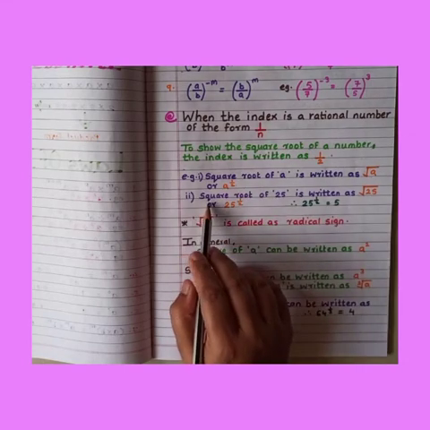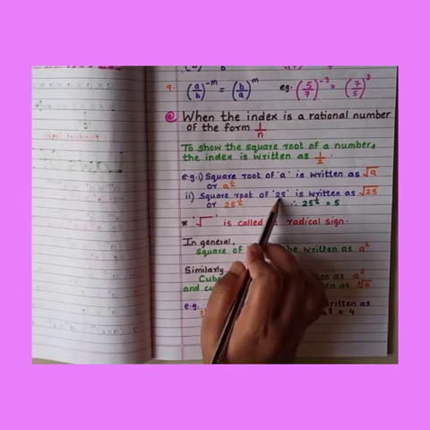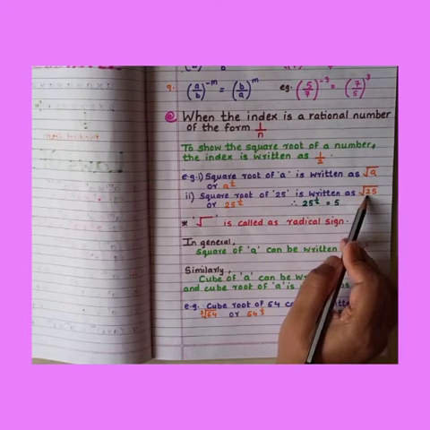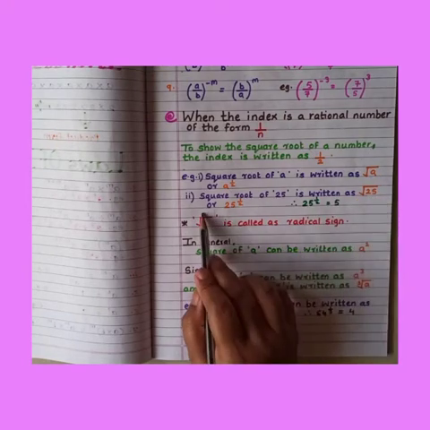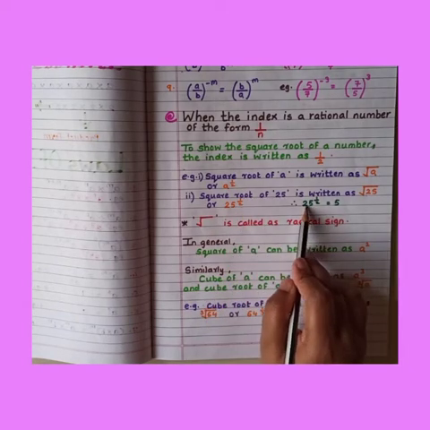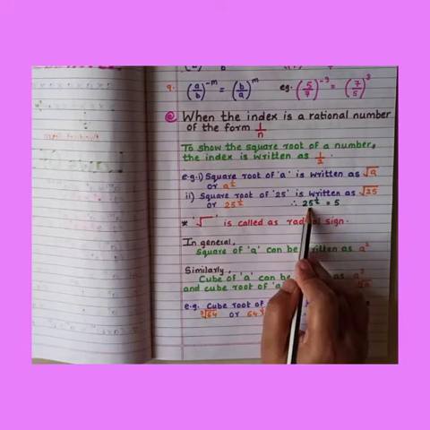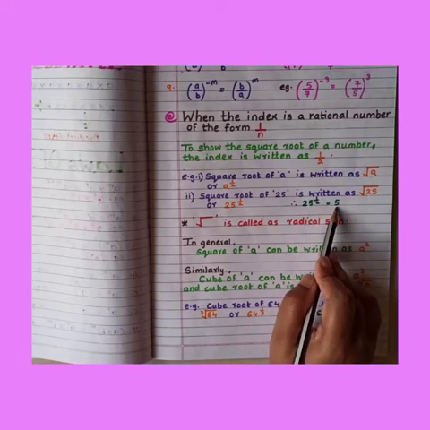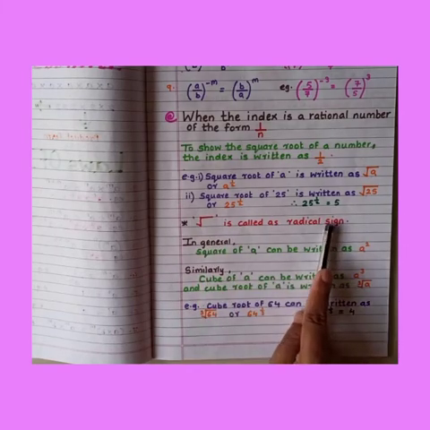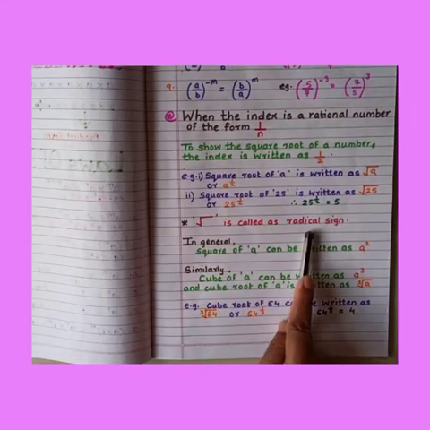Now we will see with the help of an example. Square root of 25 is written in symbolic form as square root of 25 or 25 raised to 1 upon 2. That means 25 raised to 1 upon 2. The meaning of this is what? Square root of 25. The answer is 5. This sign is called the radical sign.